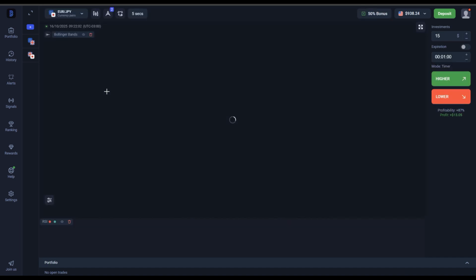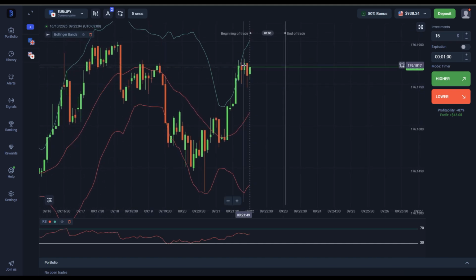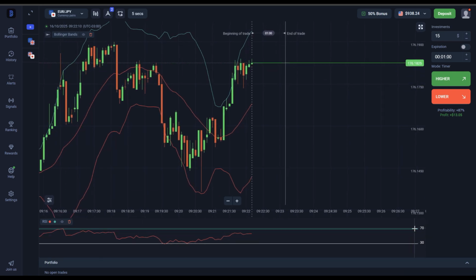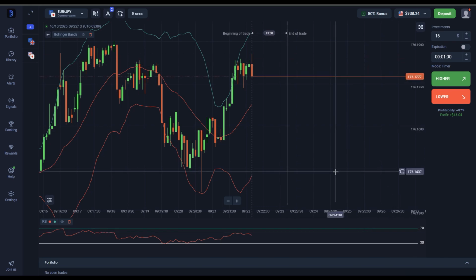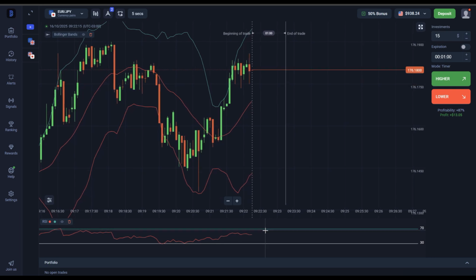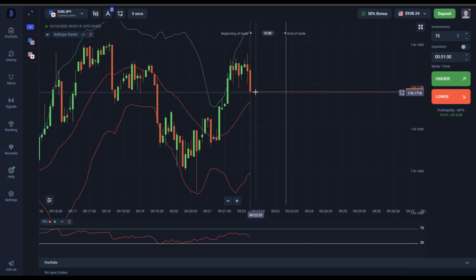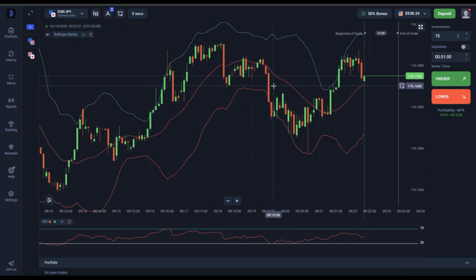That is, when the price touches the upper boundary of the price channel, and the RSI indicator line breaks through the 70 level from below upwards, indicating a strong upward momentum, we wait until the RSI line breaks through the 70 level from above downwards. We wait for the candle to close and then open a sell trade.